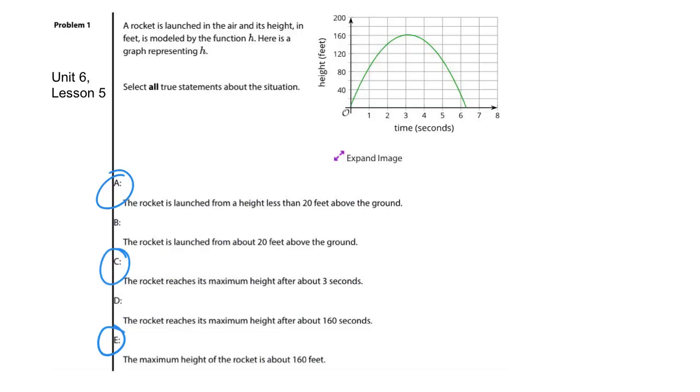In number 5, you're just interpreting what's going on in the graph here. The true statements are going to be A, C, and E. The rocket is launched. That's its starting point right here from a height less than 20 feet. This line right here is 20, so it's going to be less than that. C, its maximum height is after 3 seconds. 3 seconds is right here. That would be its maximum height, and the maximum height would be about 160 feet.